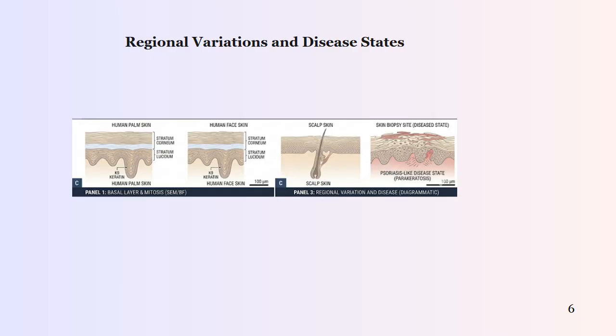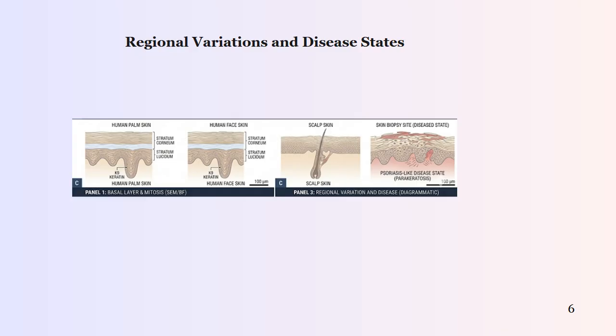6. Regional variations in disease states. Palmoplantar skin includes a stratum lucidum and specialized K9 keratin for friction, while facial skin has a much faster turnover rate and smaller cells. In disease states like psoriasis, the cycle accelerates from 28 days to 5 days, causing nuclei to be retained at the surface, parakeratosis, and visible scaling.